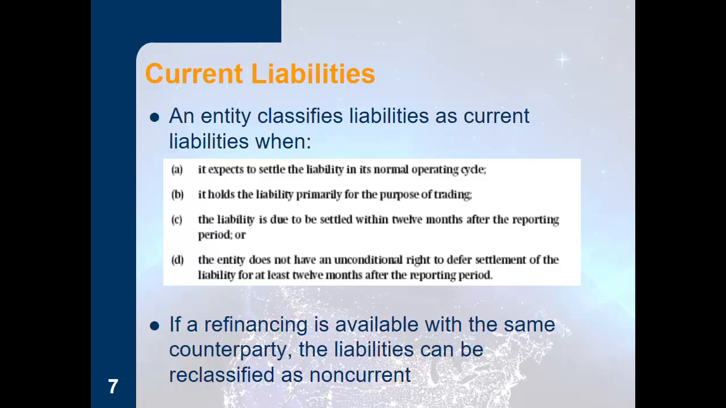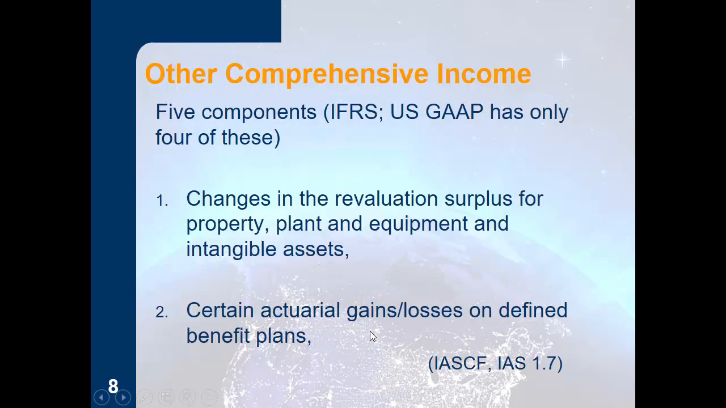So let's go back to the slides. Next, let's talk about other comprehensive income. IFRS has 5 components of other comprehensive income, whereas US GAAP only has 4. The first one, changes in the revaluation surplus for property, plant, and equipment, and intangible assets, is the one item that is unique to IFRS. We learned about that way back in chapters 10 and 15. The US doesn't have this at all because they don't allow the revaluation model.